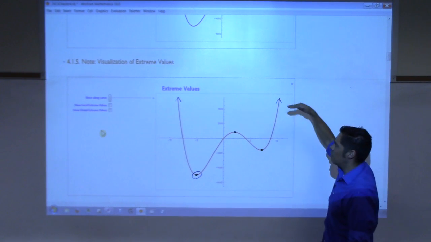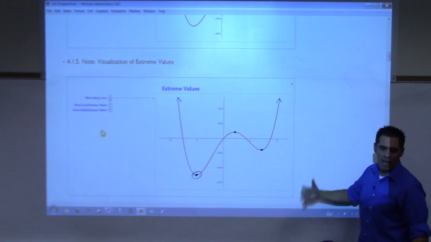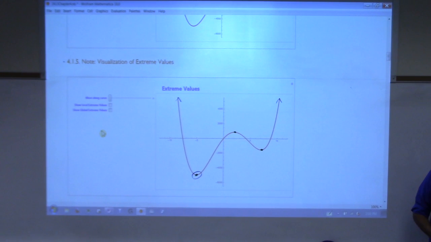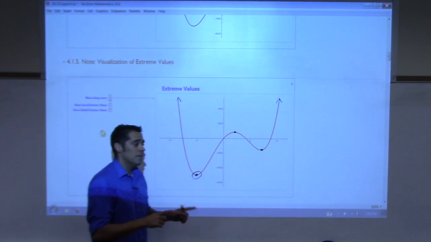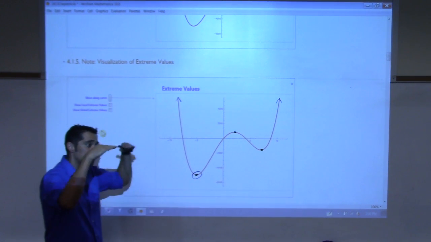If you try and tell me that there's a highest point on this curve, I would argue with you, I could find one higher. Yes? What if there's 2 maximums that have the same y value? Then whatever y value it is, that is the maximum.